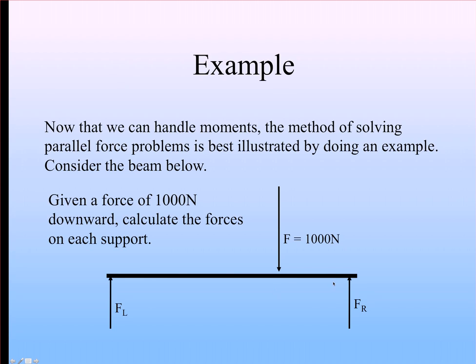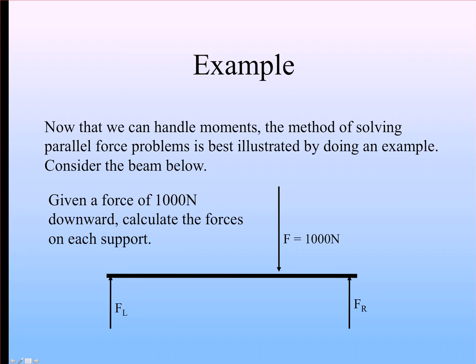We know that together they're going to be equal to 1,000 newtons, but you'll notice that this 1,000 Newton force is closer to FR, and so FR really should be bearing more of that 1,000 newtons than FL is. So we know together they're equal to 1,000 newtons, but we don't know how that 1,000 newtons is split, although we do have a clue that FR is going to be higher than FL.